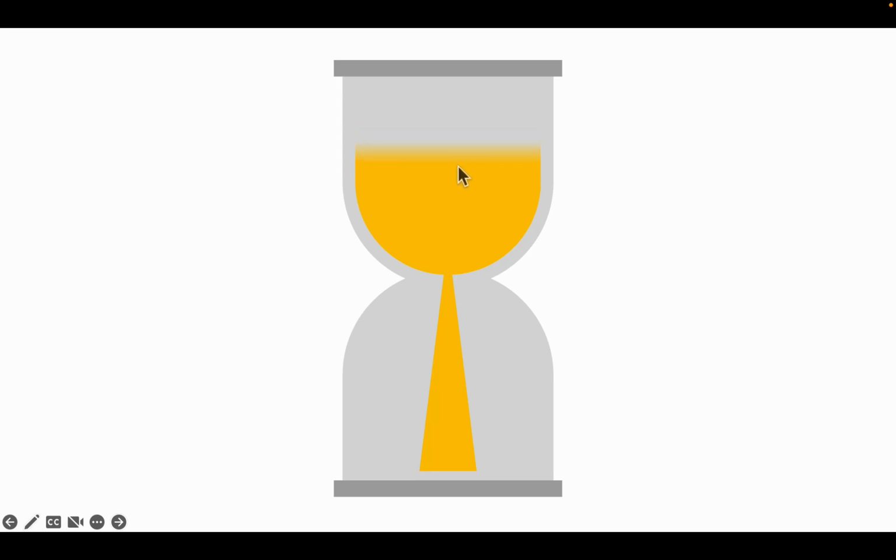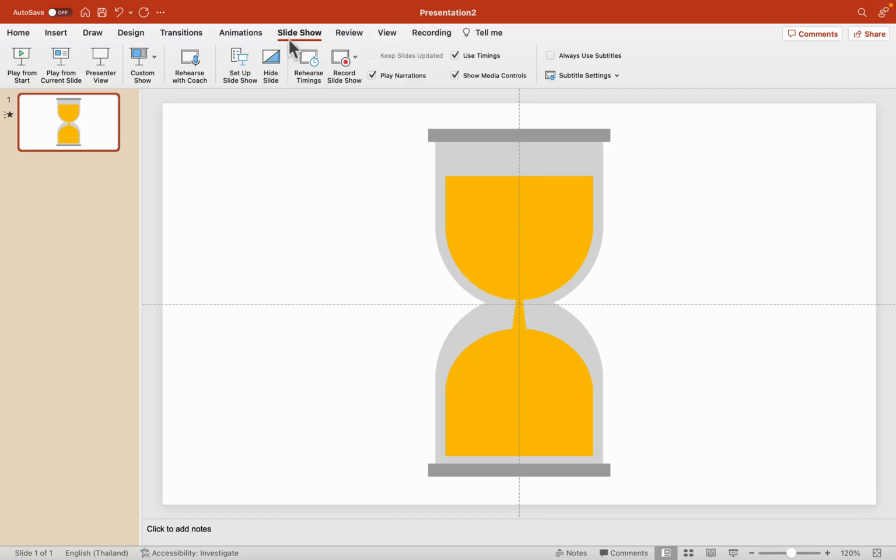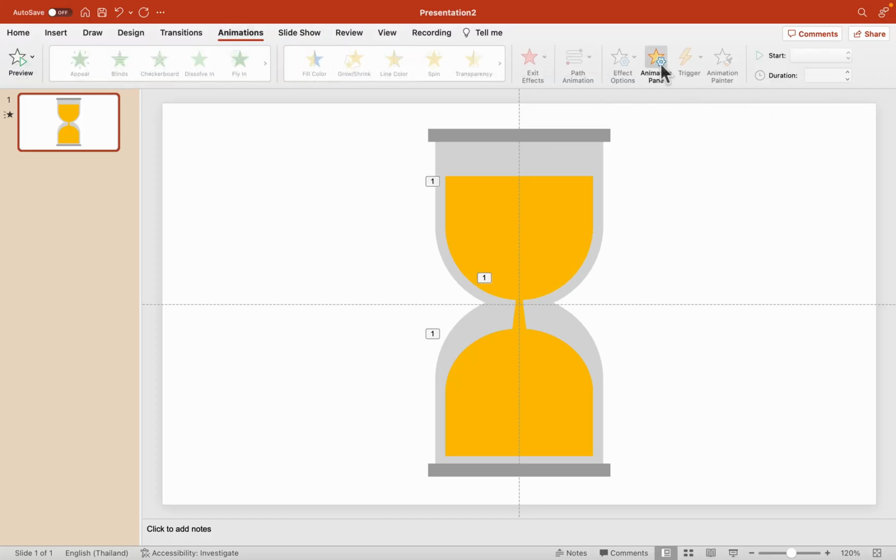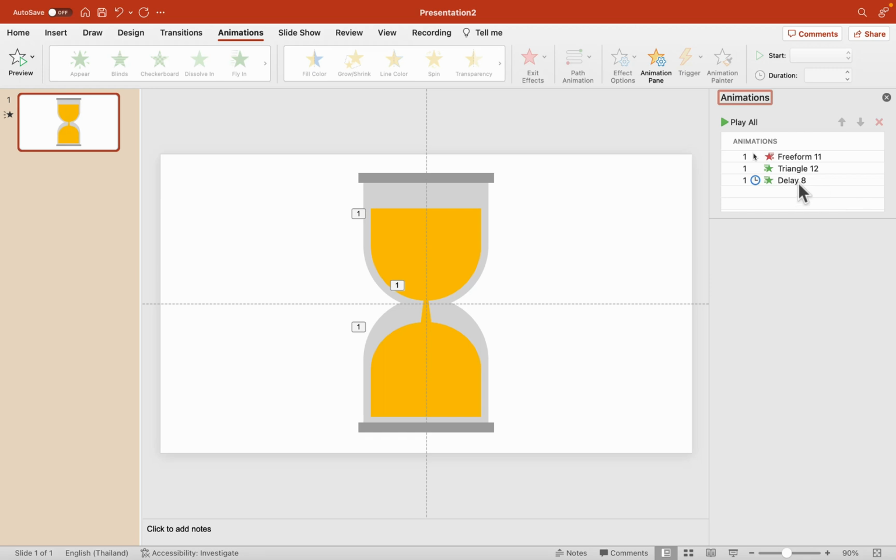Right now the bottom shape is not appearing. So I need to change the trigger for it to start exactly at the same time when the top animation is starting. So let's change that. We can always modify what will trigger the animation.